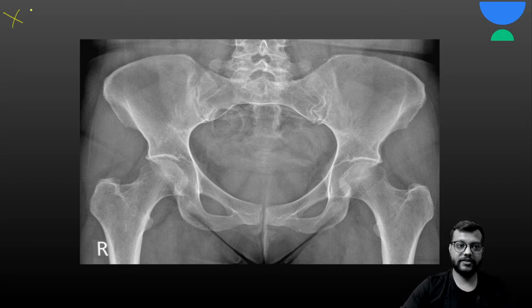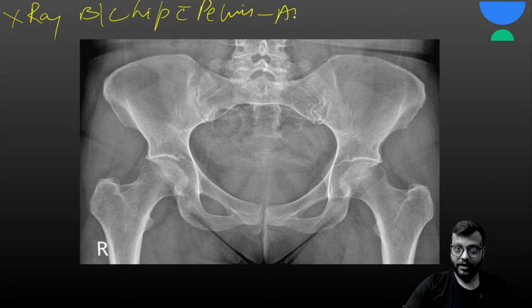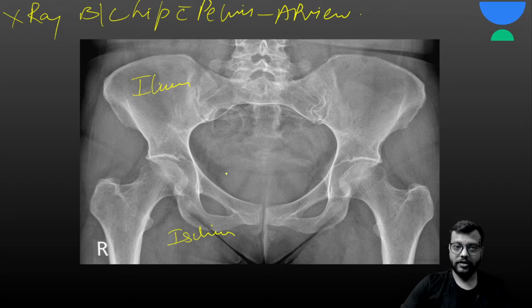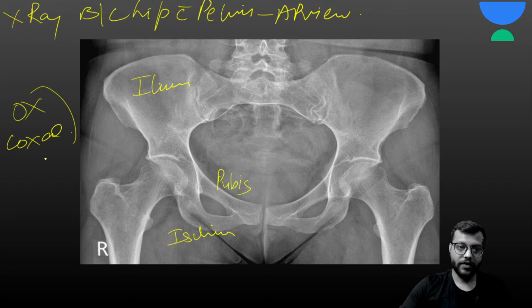First of all, this is an X-ray, bilateral hip with pelvis AP view. Okay, the pelvis has 3 parts. This is your ilium, this is your ischium, and this is your pubis, and these 3 bones make the pelvic bone, or os coxae as it is also called. This is your femur, head of the femur. This is your acetabulum, forming the hip joint.